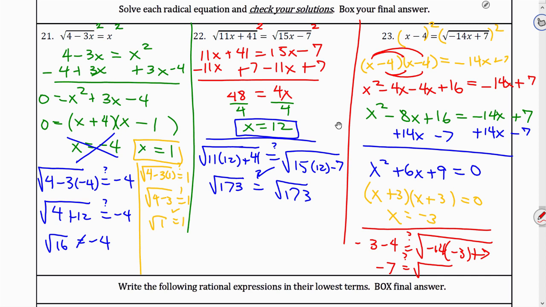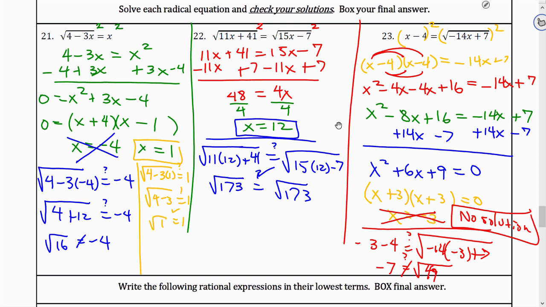42 plus 7 is 49. Now, the square root of 49 is positive 7, not negative 7. This one does not work. It's extraneous, and so there's no solution to this equation.